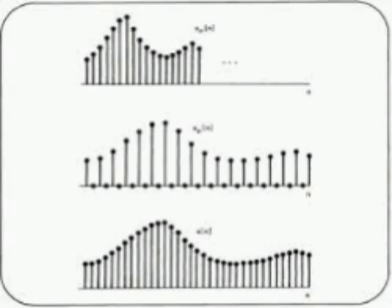The product of two even signals or two odd signals is an even signal. The product of an even signal and an odd signal is an odd signal. Remember, the product of two even signals or two odd signals is an even signal, whereas the product of an even signal and an odd signal is an odd signal.